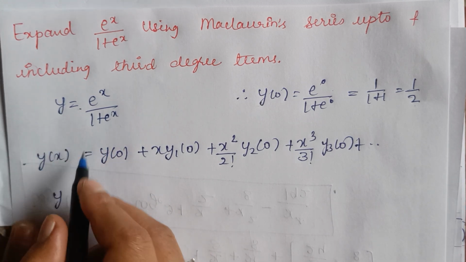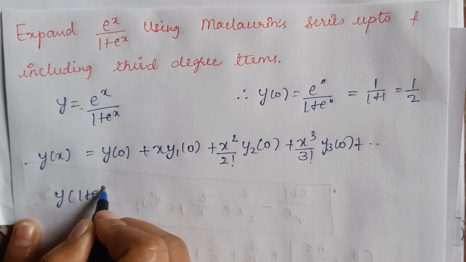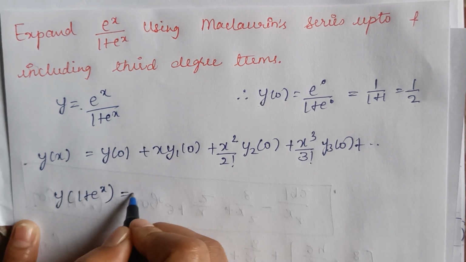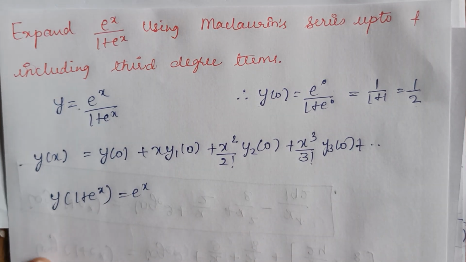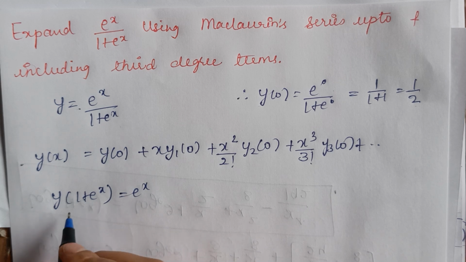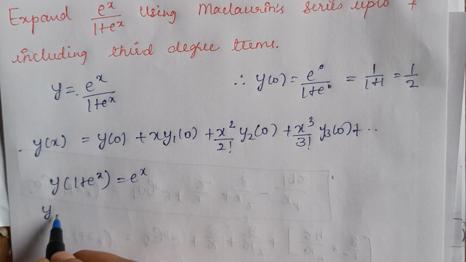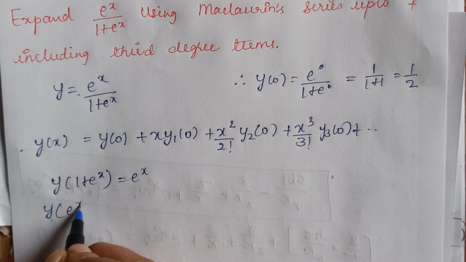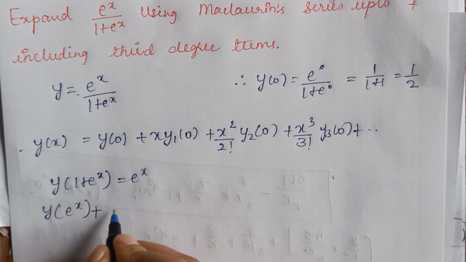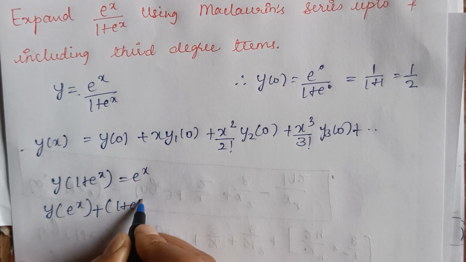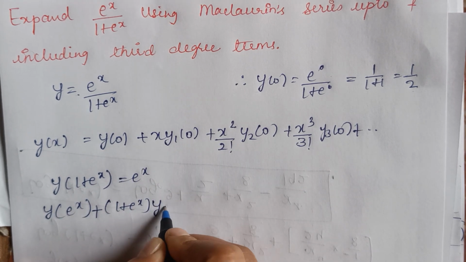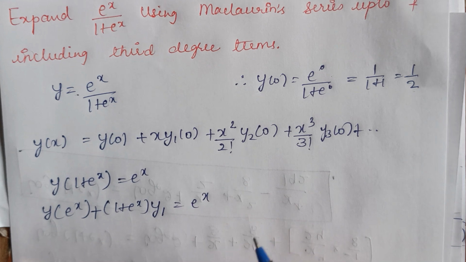To differentiate this, I can simply cross multiply, so y into 1 plus e power x is equal to e power x, in order to make the differentiation simple. I keep y as it is and differentiate e power x, so it becomes e power x, plus I keep 1 plus e power x as it is and differentiate y, so it becomes y1 e power x.